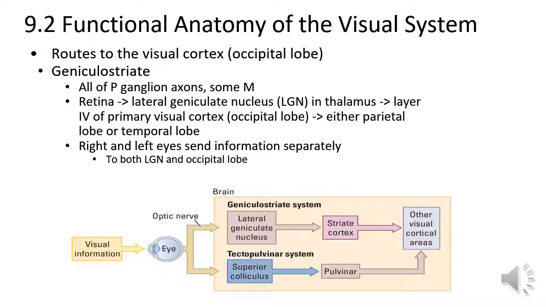So the geniculostriate system includes all of the P ganglion axons. If you remember, we just talked about the P and M ganglion axons, and this system includes some of the M ganglion axons as well. It goes from the retina to a nucleus in the thalamus called the lateral geniculate nucleus, which is a really big player in the visual system. This goes to layer 4 of the primary visual cortex in the occipital lobe, and then after the occipital lobe it goes to either the parietal or temporal lobe, and we'll talk about those pathways in a bit. The right and left eyes send information separately to these areas, to both the LGN and the occipital lobe.